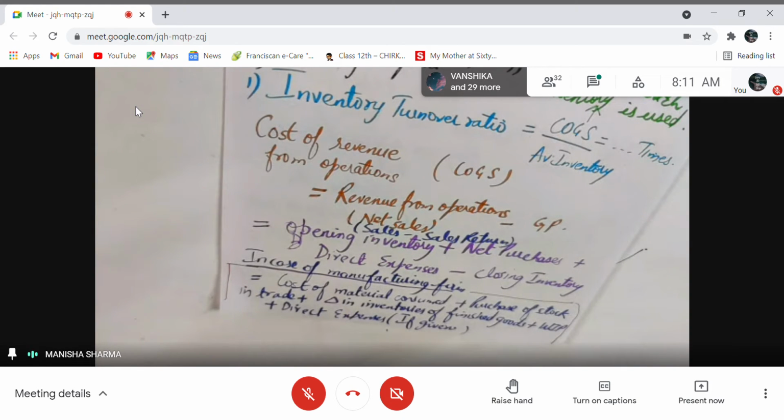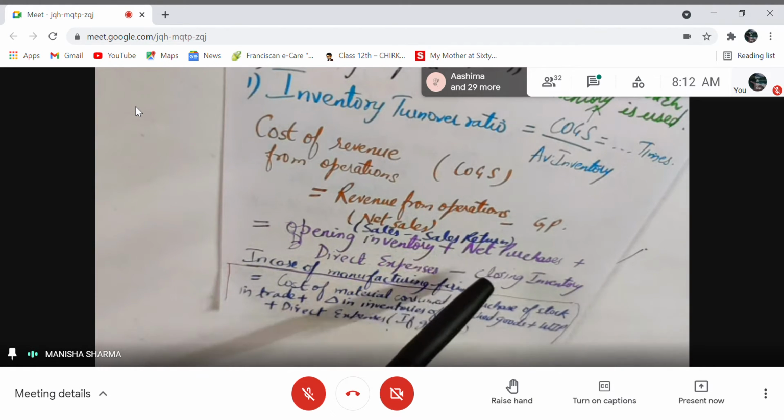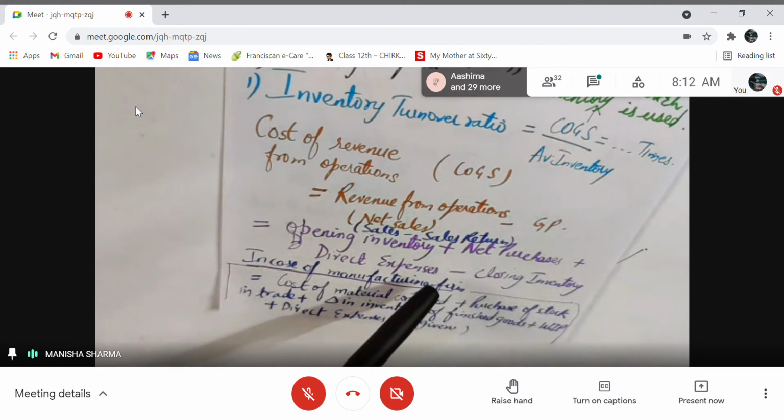So, the one formula that we did in 11th was opening inventory plus net purchases plus direct expenses minus closing inventory. This is one formula to find COGS or cost of goods sold. So, everybody knows. If you've forgotten, I'm repeating again, very, very important in this ratio to remember the formula of COGS. One formula: opening inventory plus net purchases plus direct expenses minus closing inventory, right?